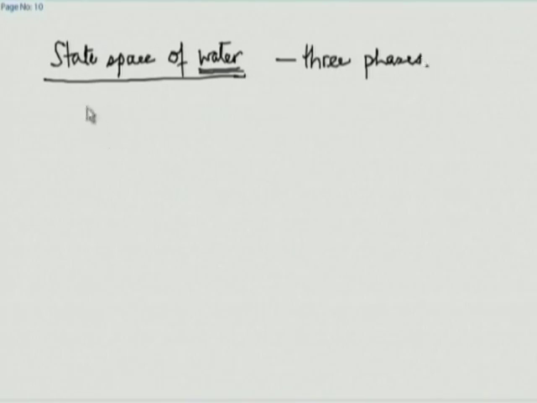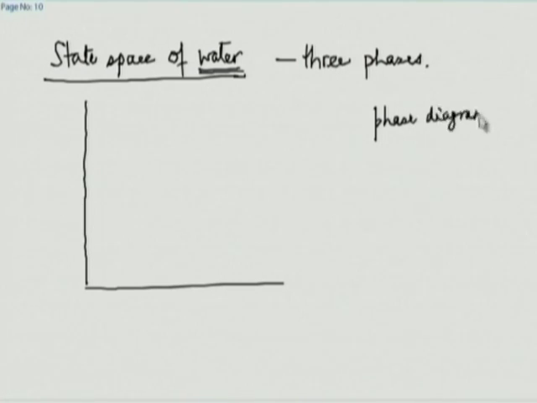the first projection we see is what is known as the phase diagram. The phase diagram is nothing but the projection of the state space on the pressure temperature plane. And if you look at the phase diagram for water, that is for ordinary water substance, you will find that the phase diagram looks like this. It is split into approximately three parts. Why approximately? We will soon see.